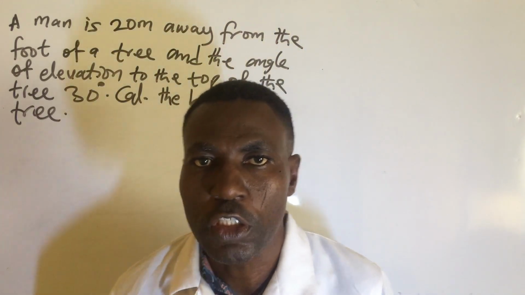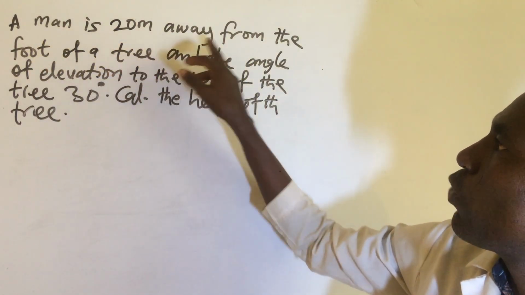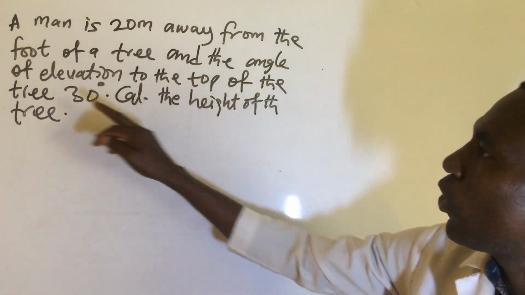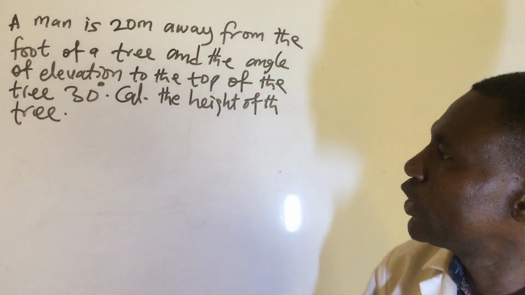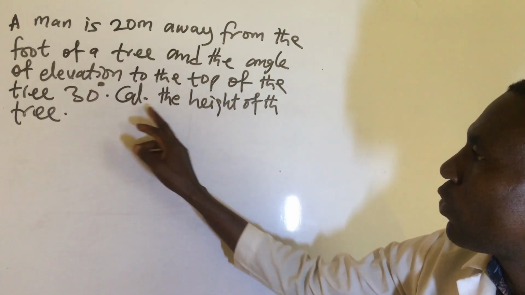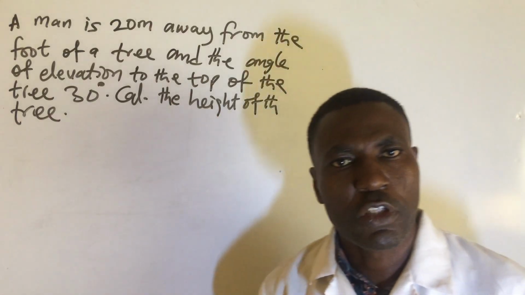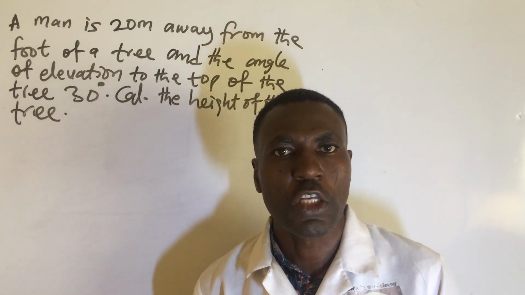The question on the board says, a man is 20 meters away from the foot of a tree and the angle of elevation of the top of the tree is 30 degrees. Calculate the height of the tree. The question says we should calculate the height of the tree, okay? Now let's start calculating.